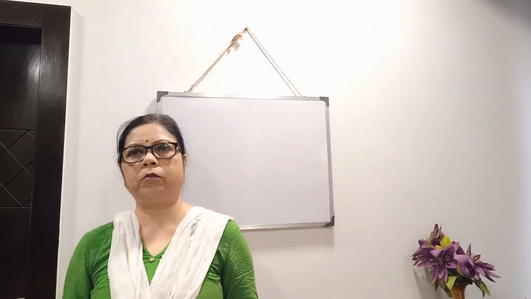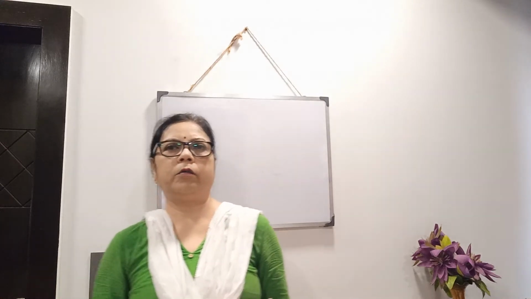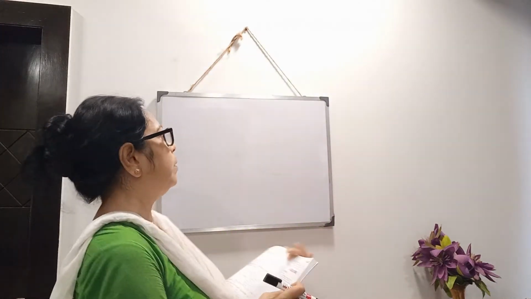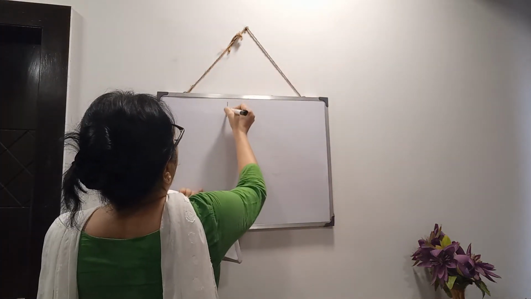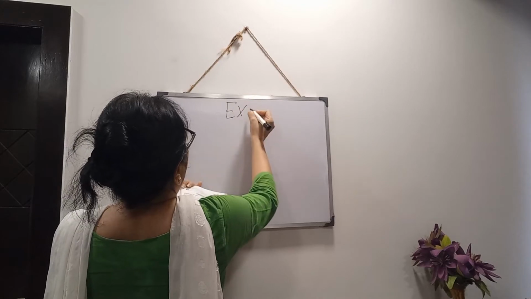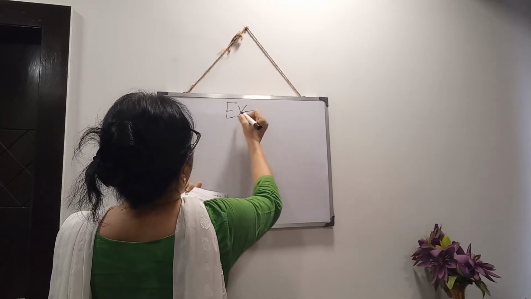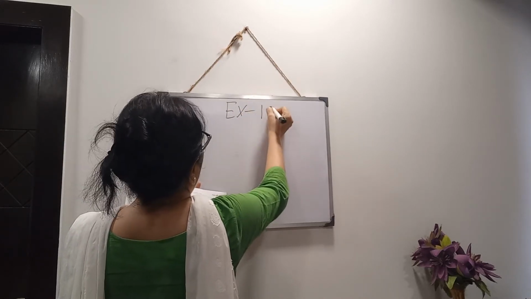So in finding the LCM of co-prime numbers, we have to find their product, and the HCF will always be 1. Clear? Now, Exercise 15: how to find the LCM and HCF. I will explain with the same sums.